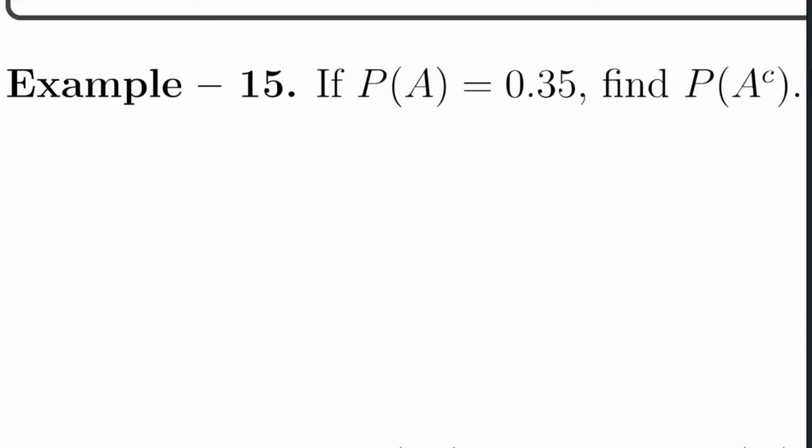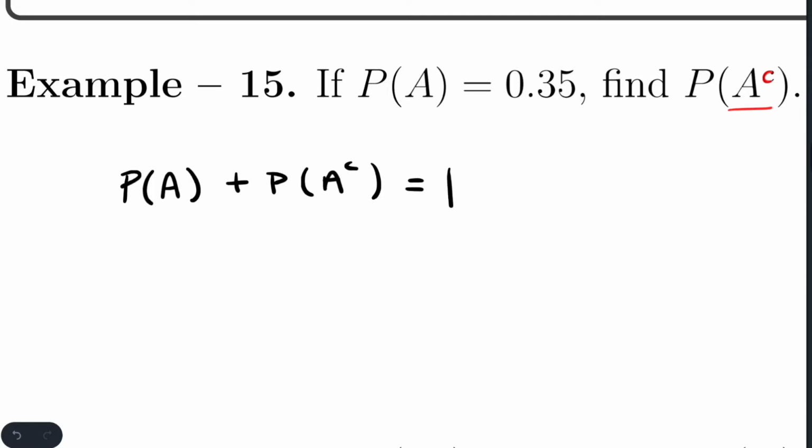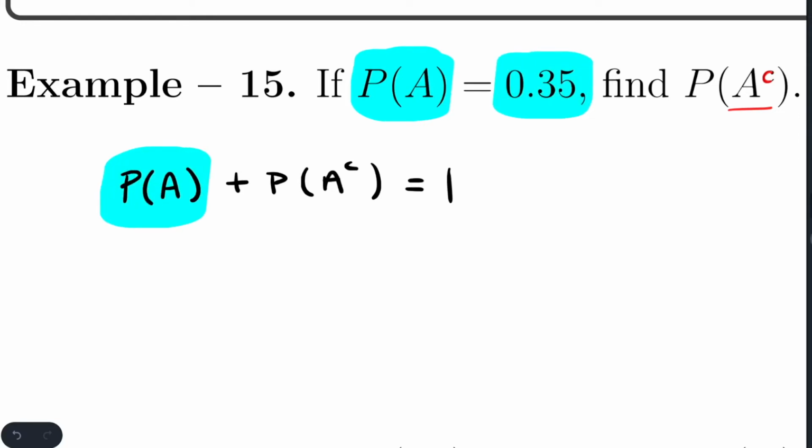So in the next example, we have: if the probability of A is 0.35, so the probability that event A occurs is 0.35 out of 1, find the probability of A complement. So remember, A superscript C is read as A complement. We know the formula that the probability of the event plus the probability of the event not occurring, A complement, is 1. We know that the probability the event occurs is 0.35 plus the probability that the event does not occur, which is what we're looking for, equals 1.